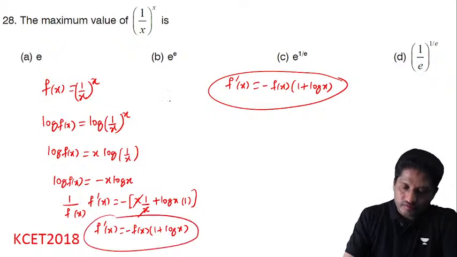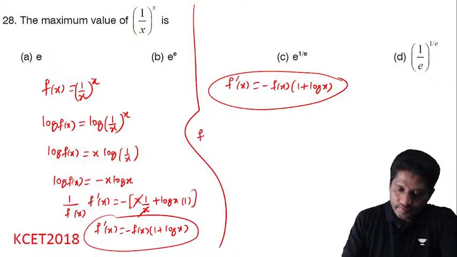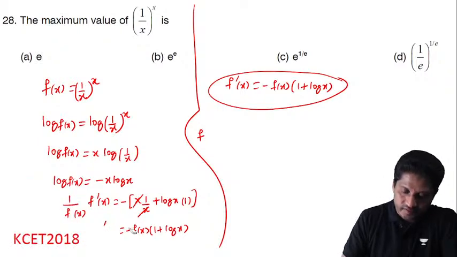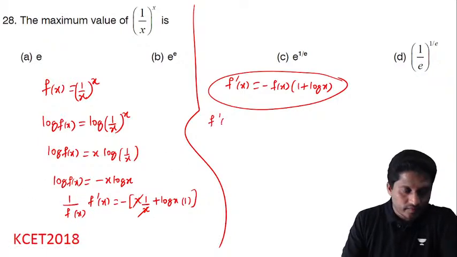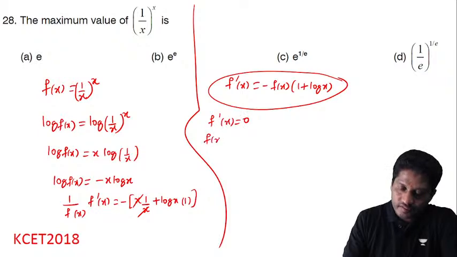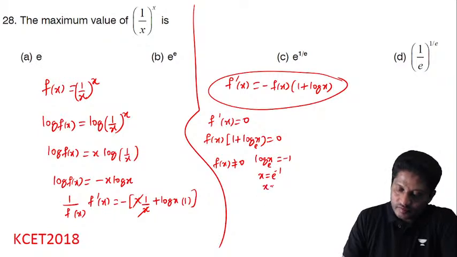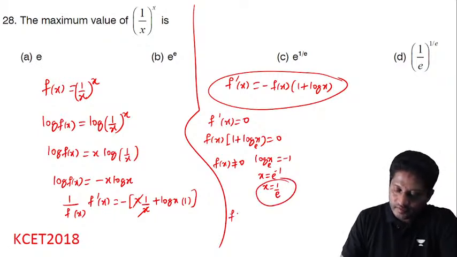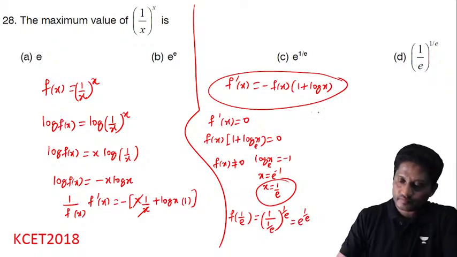Now if I equate this to 0, f dash of x is equal to 0, so fx into 1 plus log x is equal to 0. So fx cannot be 0 for any value of x. Log x to base e is equal to minus 1, x is equal to e power minus 1, which is 1 by e. We get f of 1 by e is equal to 1 divided by 1 by e whole to the power of 1 by e, that is e to the power of 1 by e. Answer is option C.